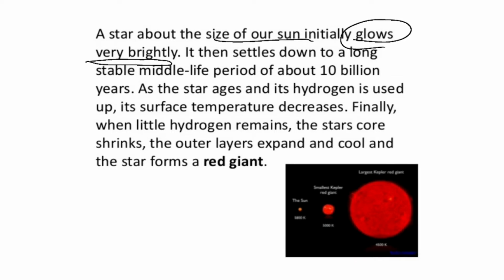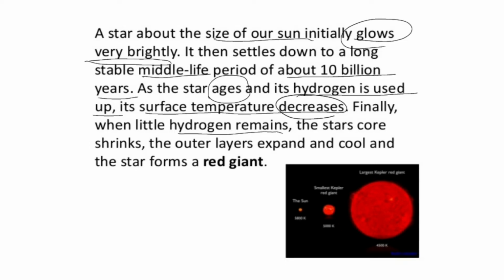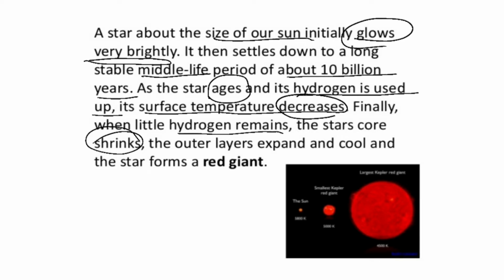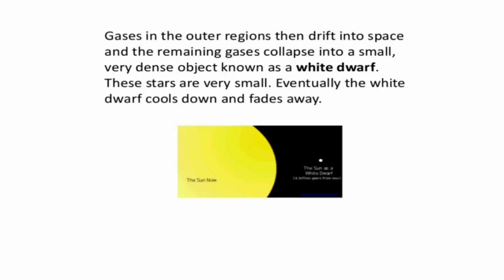A star about the size of our sun initially glows very brightly. Then it settles down to a long, stable middle life, a period of about 10 billion years. As the star ages, its hydrogen is used up and the surface temperature decreases. Finally, when there is little hydrogen left, the star's core sinks, the outer layers expand and cool, and the star becomes a red giant.